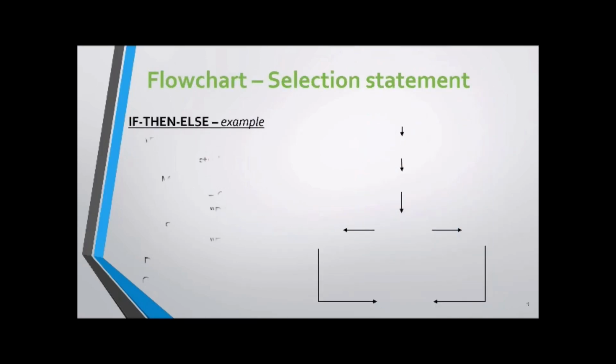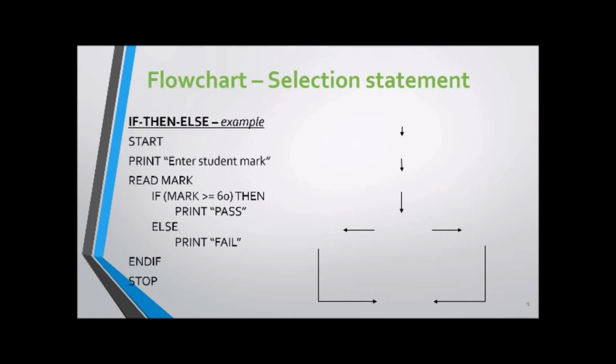Example: flowchart using the selection construct. The pseudocode shows the prompt and input of a student's mark. The algorithm then evaluates the mark entered to determine if it's greater than or equal to 60. If the condition is true, the word pass is displayed, otherwise the word fail is shown, after which it terminates.